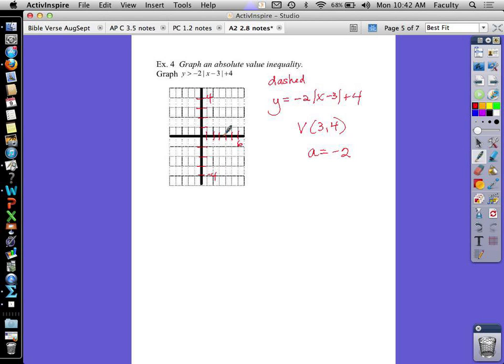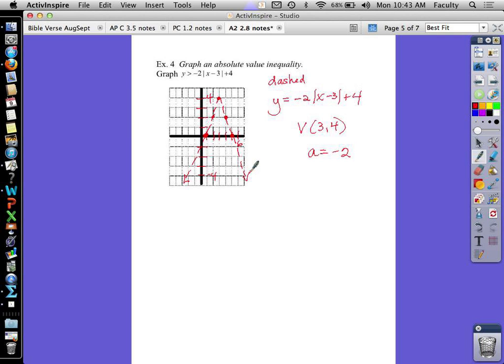Okay, so let's plot. I have 3, 4, and then I use the slope. Down 2 right 1, down 2 right 1. This is dashed. Make sure on your V's that you have arrows on the ends. Okay, so we're going through the exact same process we just did. There's just one new little piece to it.